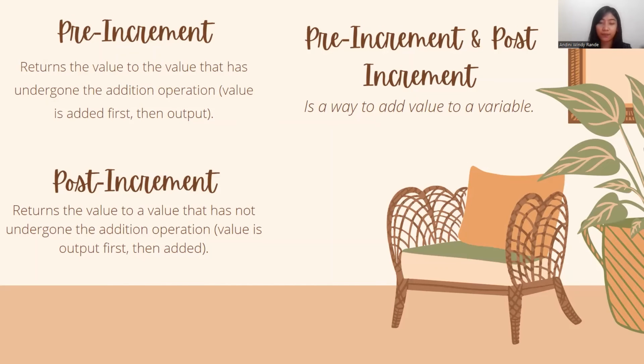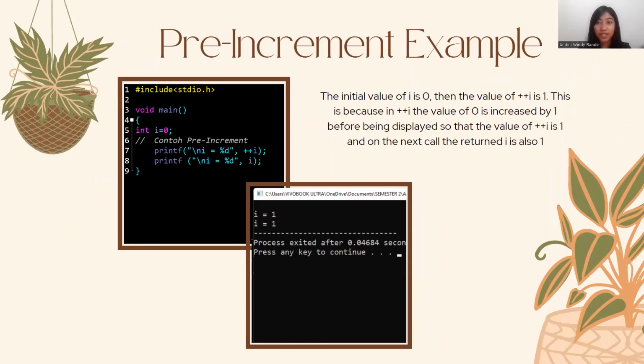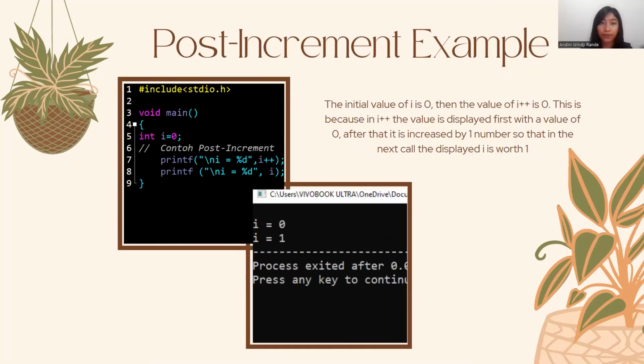the value is output first, then added. Next, a pre-increment example adds value to a variable before the value of the variable is processed. The initial value of I is 0, then the value of ++I is 1. This is because in ++I, the value of 0 is increased by 1 before being displayed, so the value of ++I is 1, and on the next call the returned I is also 1.